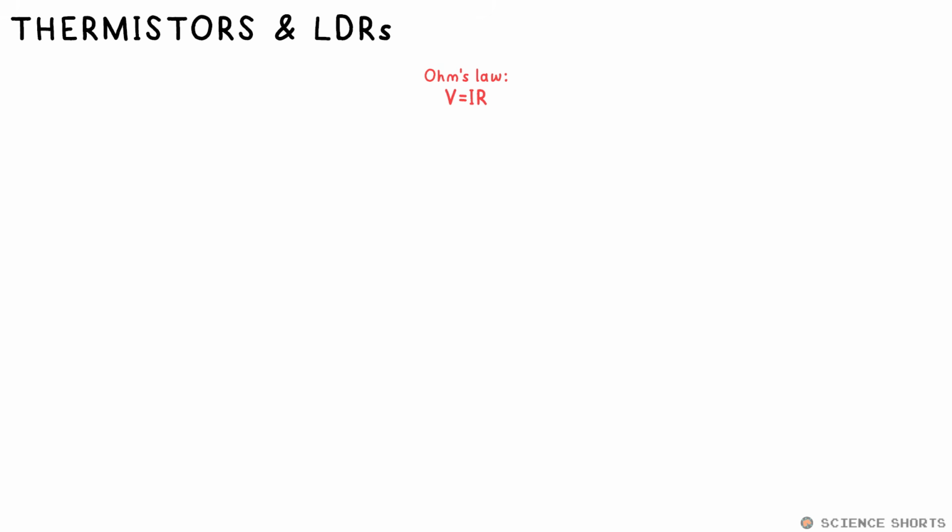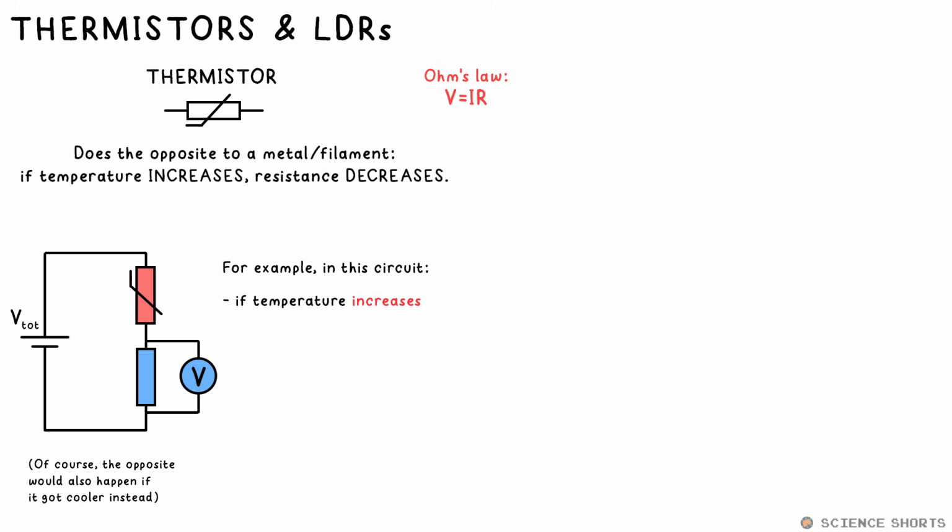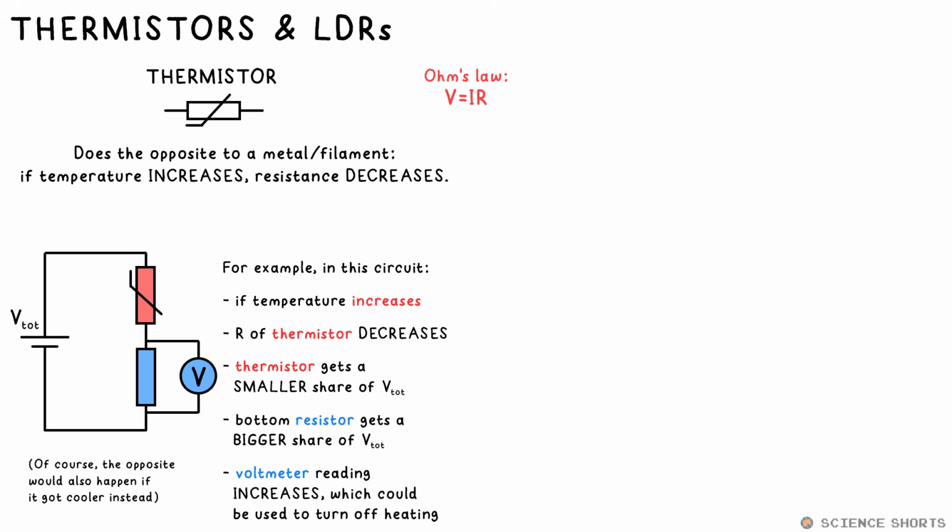It's not only metals that can change resistance. If we use a thermistor, we can make a circuit that responds to changes in temperature. A thermistor's resistance decreases if the temperature increases, so in essence, it does the opposite to a metal. If a thermistor is in a potential divider circuit like here, and the temperature increased, the resistance of the thermistor would go down, and so does its share of the total PD. That means the voltmeter reading here would increase. This could be the basis of a temperature sensor for your central heating, say.